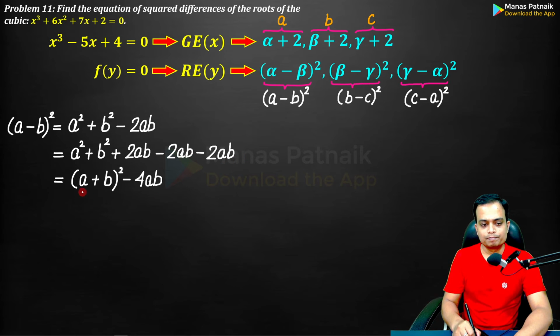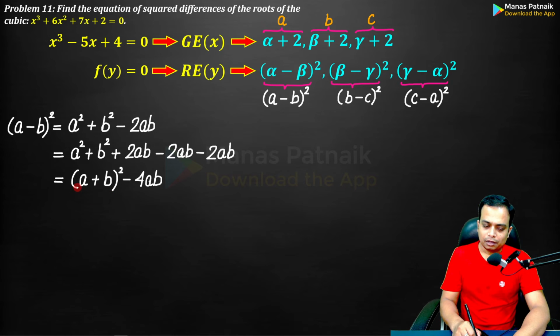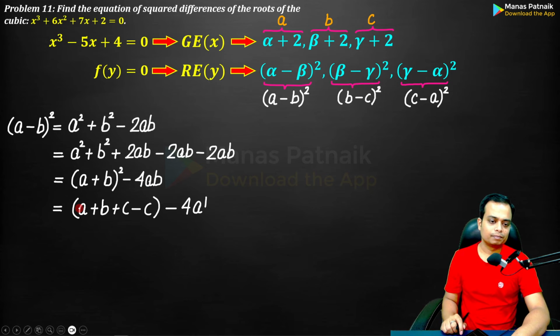Fair enough. What can we do? We can say that this is A plus B plus C minus C, and here let us multiply with C and divide by C. Let's do that.